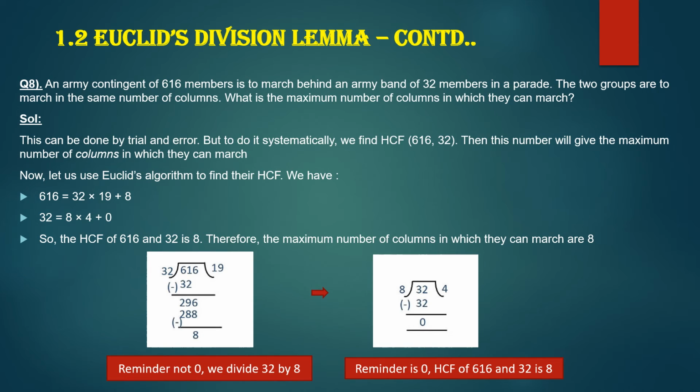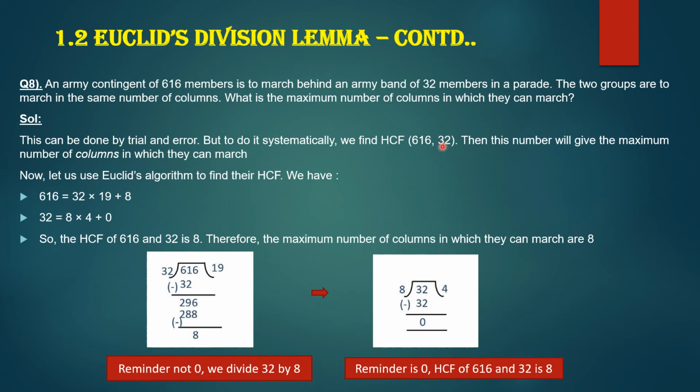Question 8 is again one of the interesting questions, where there is an army contingent of 616 members to march behind an army band of 32 members in a parade. So how should they march behind each other? It's simple. We just need to find the highest common factor, the number that lets them plan their march of the band.